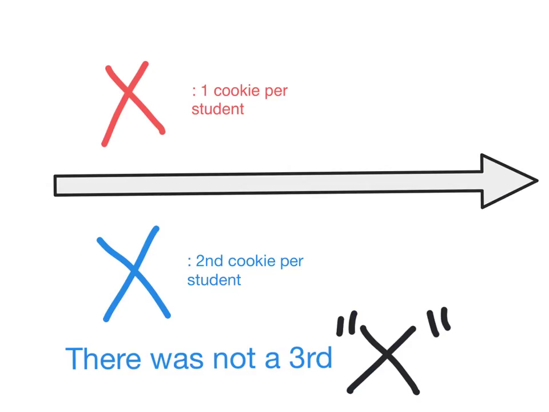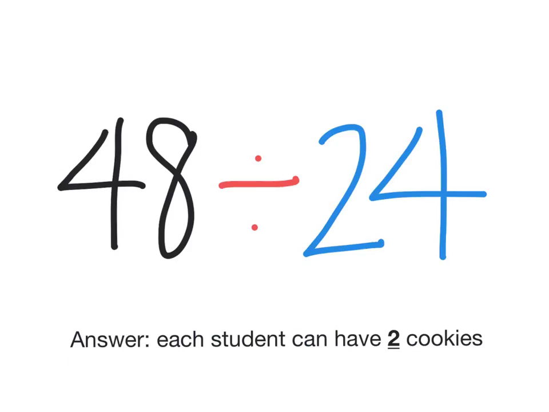The red X represented 1 cookie per student. Then the blue X represented the second cookie per student. There was not a third X. This means the equation is 48 divided by 24. The answer is each student can have 2 cookies.